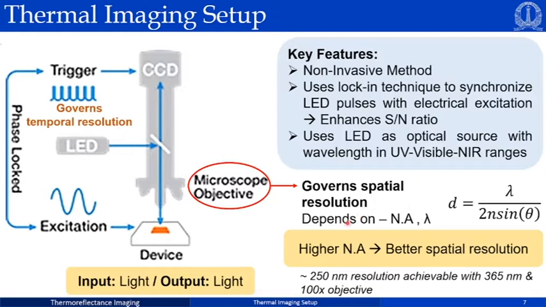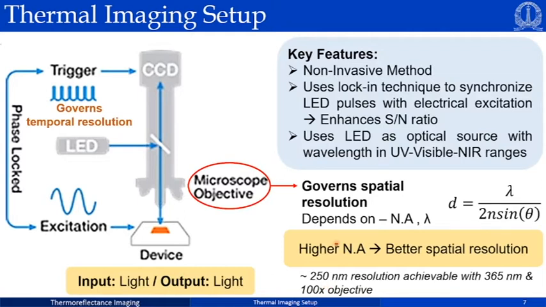So what governs the spatial resolution? The objective's numerical aperture governs the spatial resolution. Higher the numerical aperture, better is the spatial resolution. For example, in our setup, if we use a 100x objective with a 365 nanometers LED, then we can achieve 250 nanometers of spatial resolution.